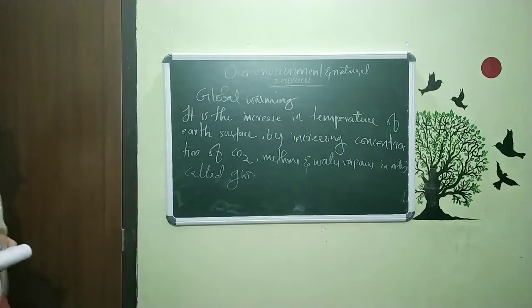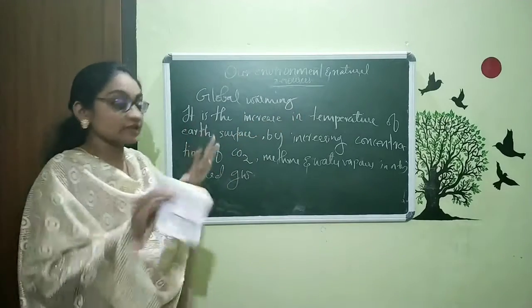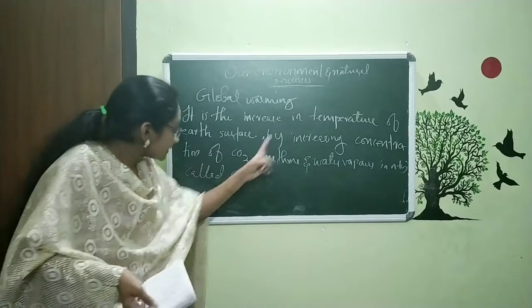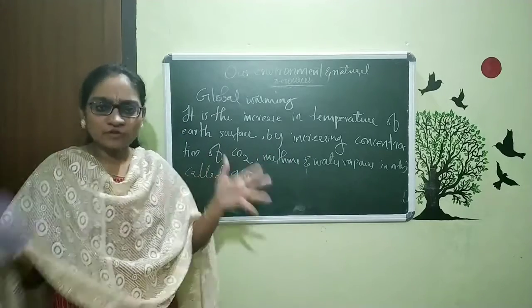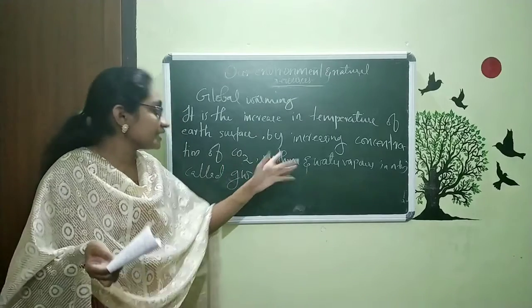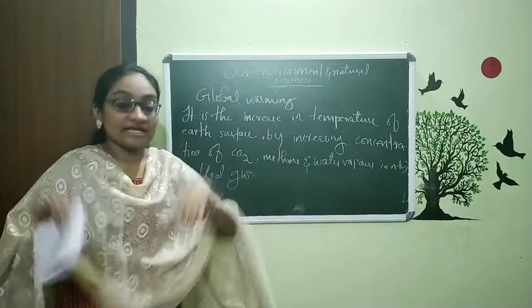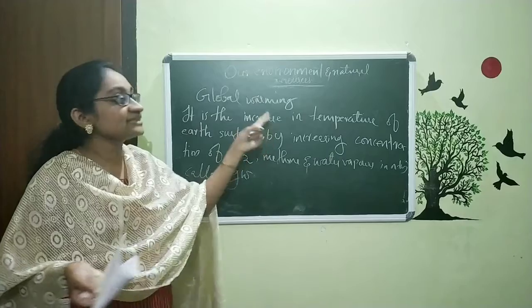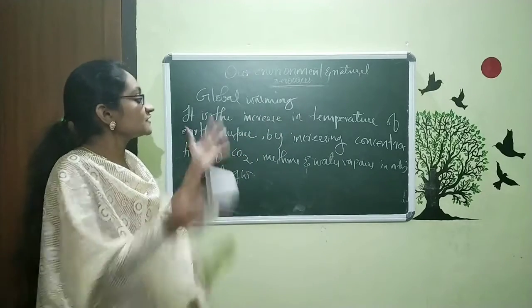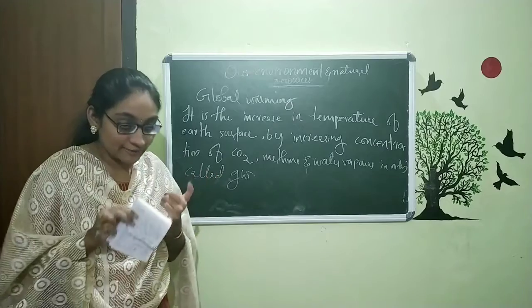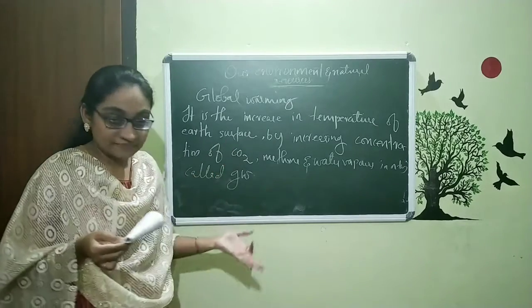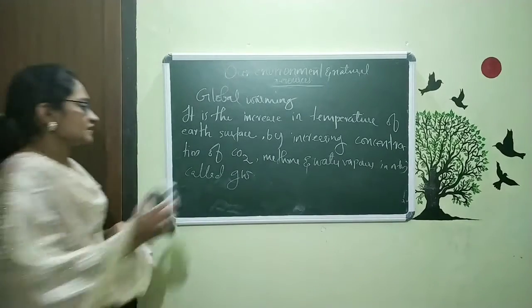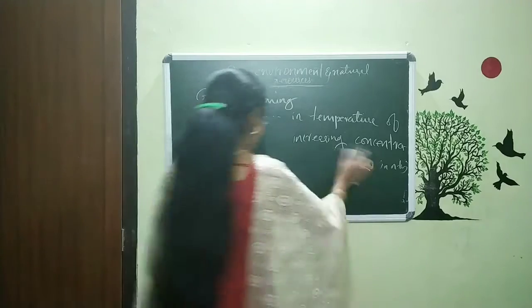So this is the definition. It is the increase in temperature of Earth's surface. By how? By increasing concentration of carbon dioxide, methane, water vapors, ozone, everything in the atmosphere. We already said all of that, and so this is the definition for global warming. Just the increasing of the temperature of our Earth's surface is global warming.